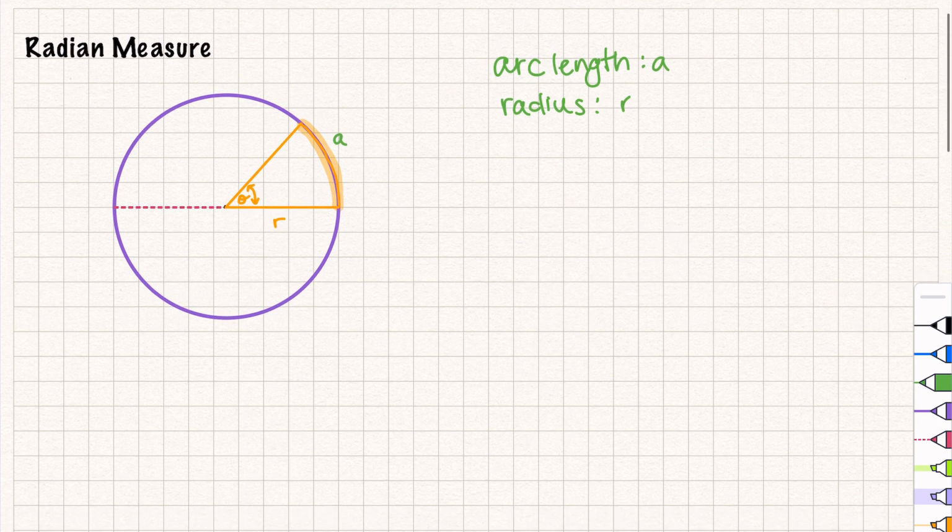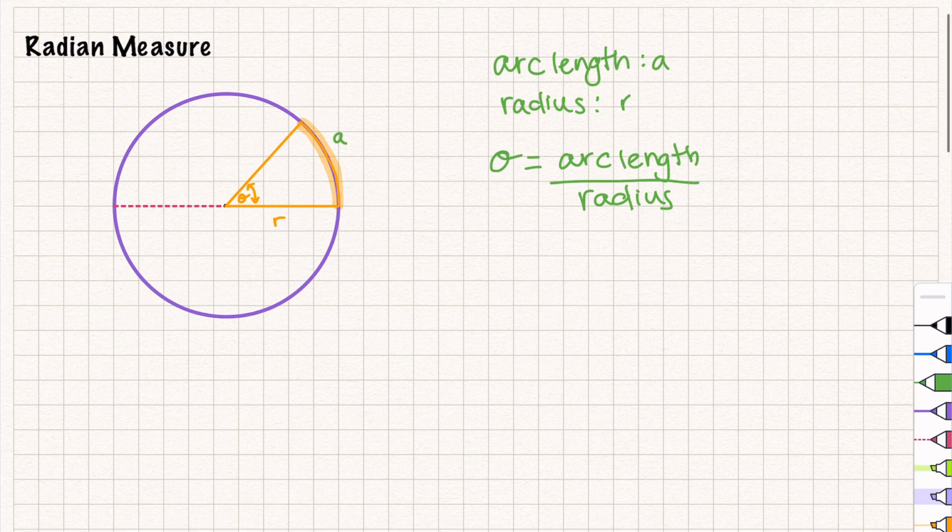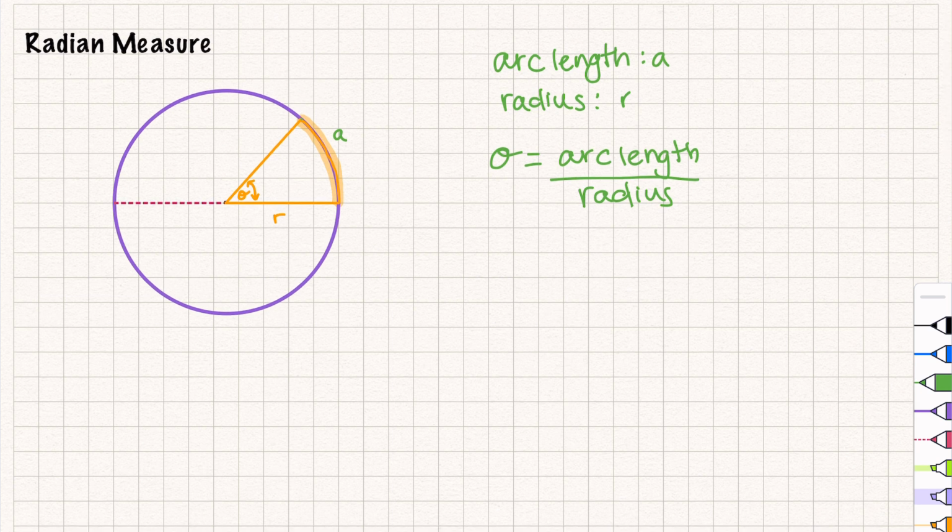Now, if we were to take the arc length and divide it by the radius, we would get theta, our angle. So theta equals arc length divided by the radius. Now, if I were to take this arc length and go around my circle as many times as I could.